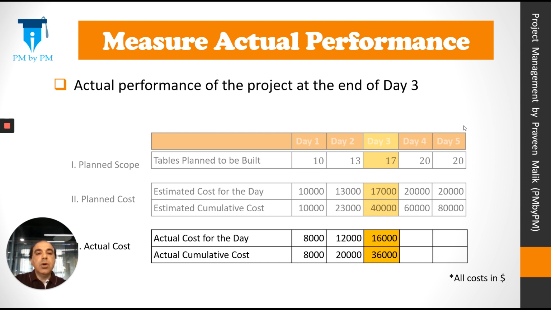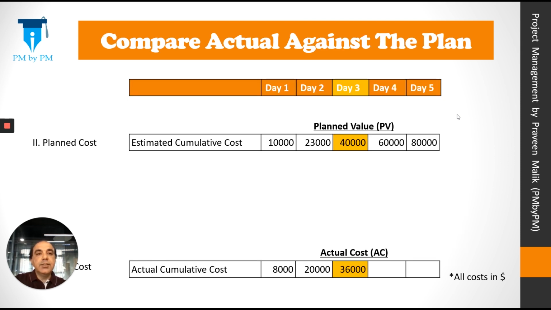So actual cost on day 1 was $8,000, day 2 was $12,000, day 3 was $16,000. And actual cumulative cost at the end of day 3 was $36,000. So we had planned to spend $40,000, but we actually spent $36,000. So there's a difference. Let's look at a snapshot of day 3. So we wanted to spend $40,000 by the end of day 3, but we actually spent $36,000. Is it good or bad? Let's figure it out.